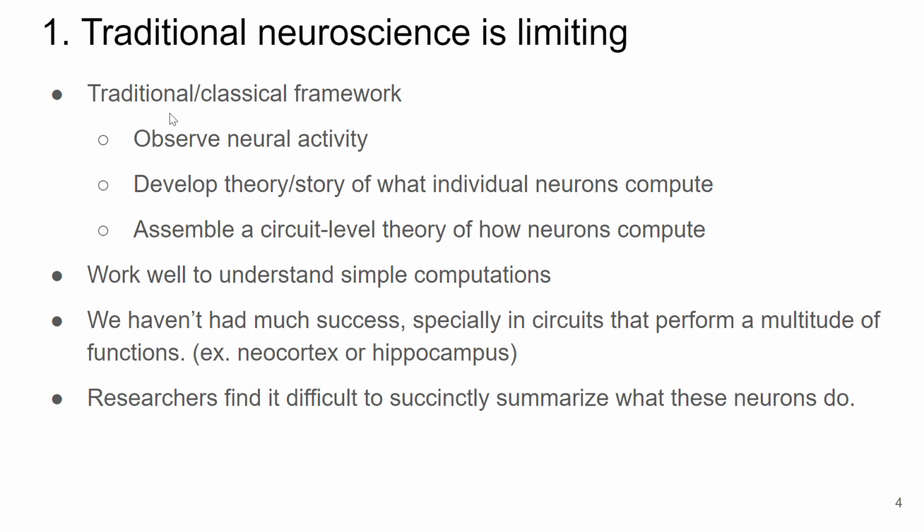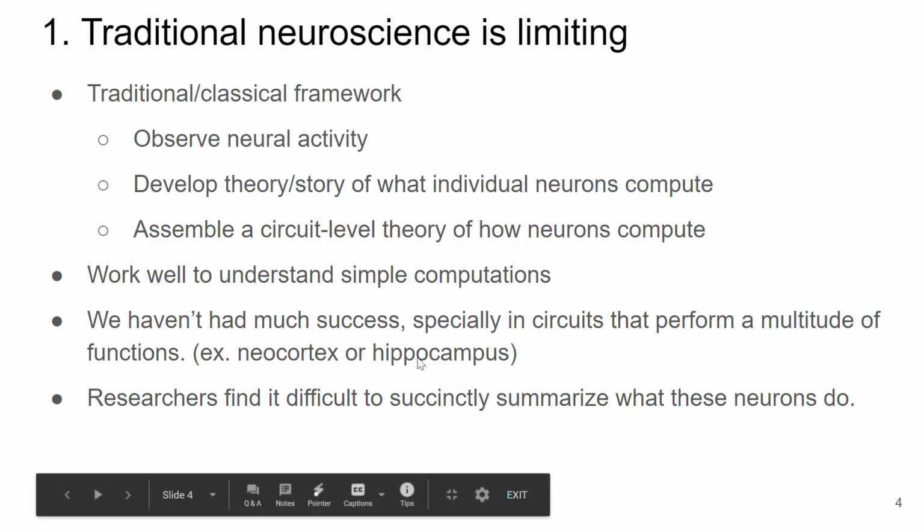First, they argue that traditional neuroscience is limiting. So in the traditional or classical framework, people observe neural activity and then develop a story or theory of what individual neurons compute, and then they assemble all of this information to come up with a circuit level theory of how neurons compute. This works well to understand simple computations, but this process has not given us much success when we go into more complicated circuits like the neocortex or hippocampus.